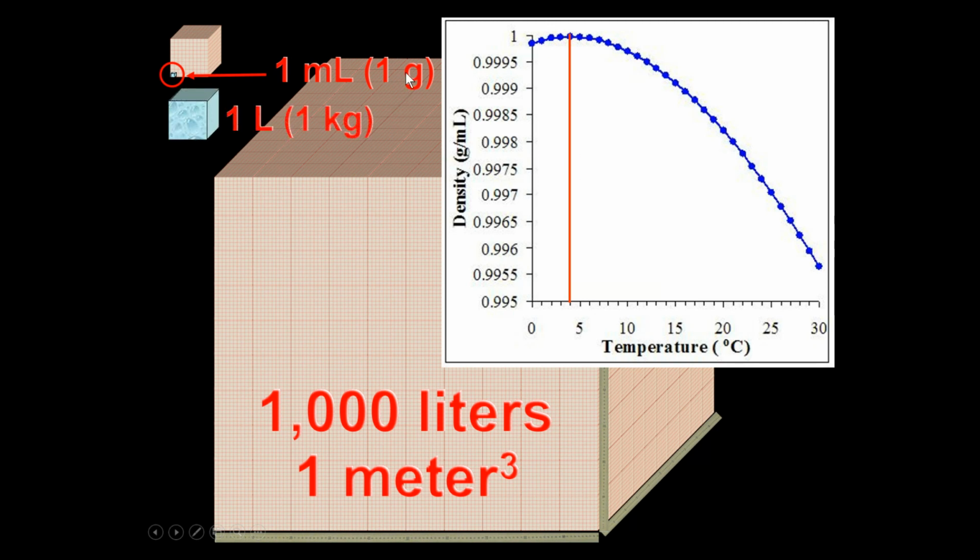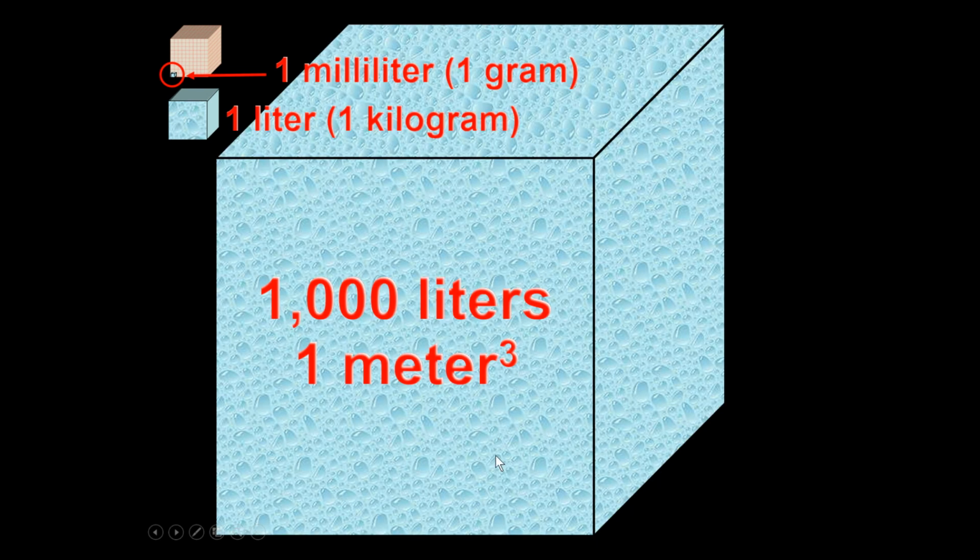So if 1 milliliter is the same thing as 1 gram, 1,000 milliliters would be the same thing as 1,000 grams, or 1 liter of water has a mass of 1 kilogram. So if this is 1 meter by 1 meter by 1 meter, that's 1 cubic meter. That would be 1,000 liters or 1,000 kilograms of water. It's called a metric ton.